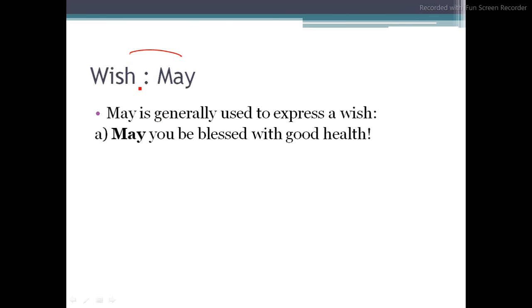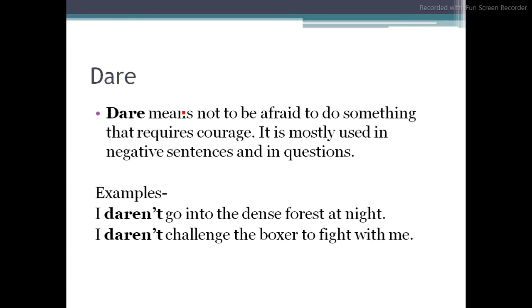Wish and may. For wishing you will always use may. May you have a very bright future, may God bless you. So whenever you are wishing someone something, you will always use may. Example is over here, may you be blessed with good health. That means we are wishing someone good health, so we will always use may in that case.